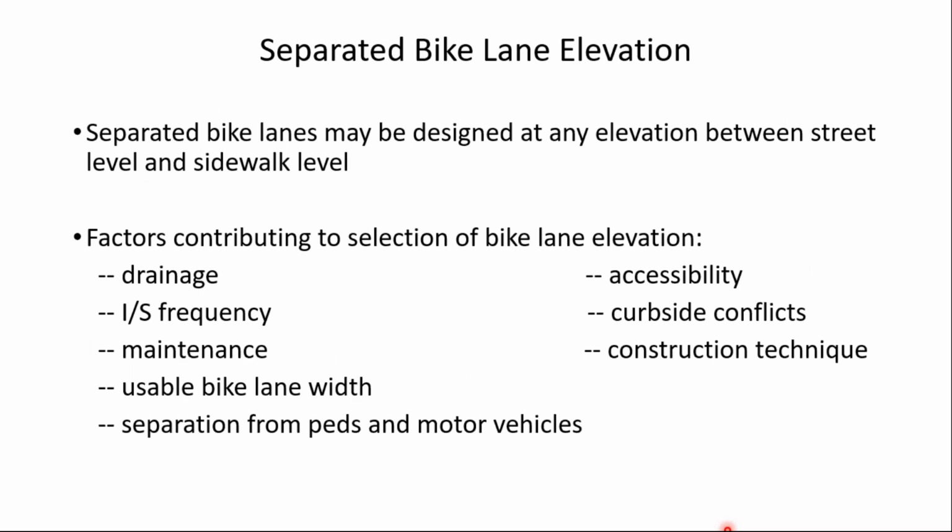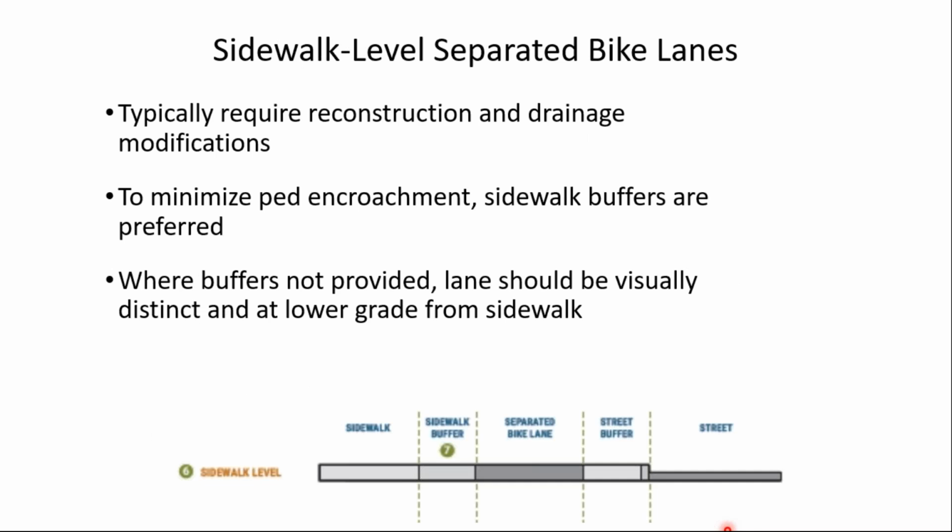I mentioned separated bike lane elevation. The bike lanes actually can be designed at any elevation from flush with the street to flush with the sidewalk and anything in between. Here's a list of some of the factors that should be considered in making the selection of bike lane elevation. Notice that includes drainage, intersection frequency, maintenance again, accessibility should be part of that, as well as curbside conflicts.